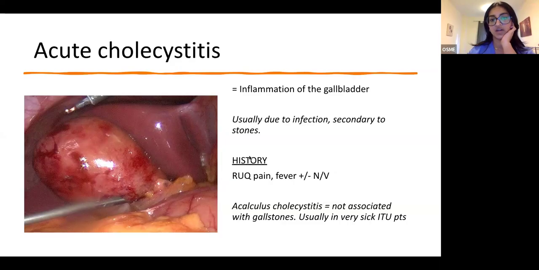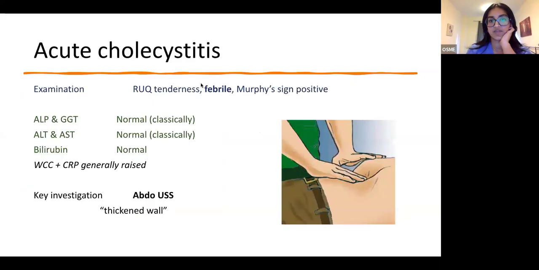So with the history, right upper quadrant pain plus fever, and that would lead you down the route of cholecystitis. However, in very rare situations, it can occur in the absence of gallstones, and that's known as acalculous cholecystitis, but it's normally very sick patients in ITU. So they'd be febrile, Murphy sign positive. So a reminder, it's where palpation of the right upper quadrant elicits pain upon inspiration.